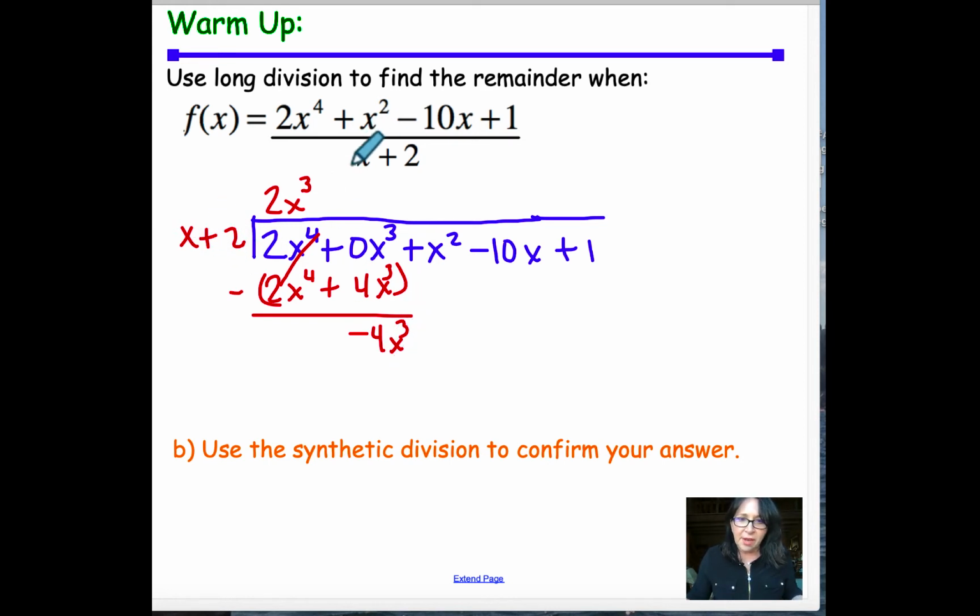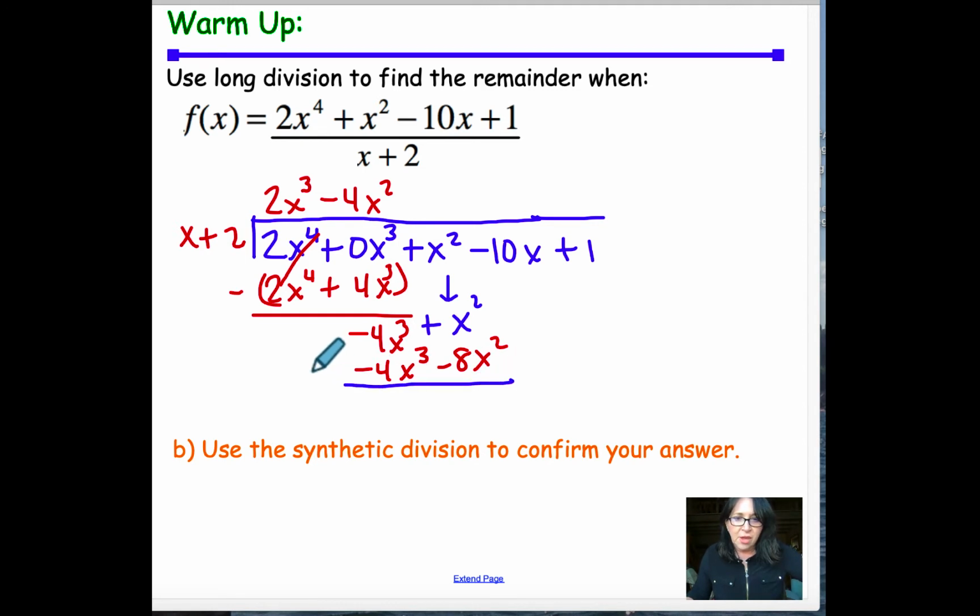X times what is negative 4x cubed, so that's going to be negative 4x squared. So negative 4x squared times x is going to give me negative 4x cubed, and then negative 4x squared times 2 is going to give me negative 8x squared. And don't forget, I forgot to put this down, but bring down the x squared. So every time you subtract and you have a value, bring down the next term, of course. We're going to subtract the next quantity, and so this is going to cancel. X squared minus negative makes plus, which makes that 9x squared. Bring down the next value, which is negative 10x.